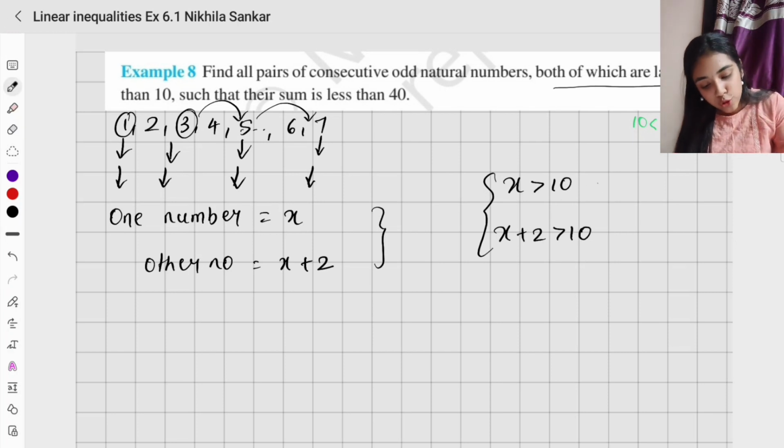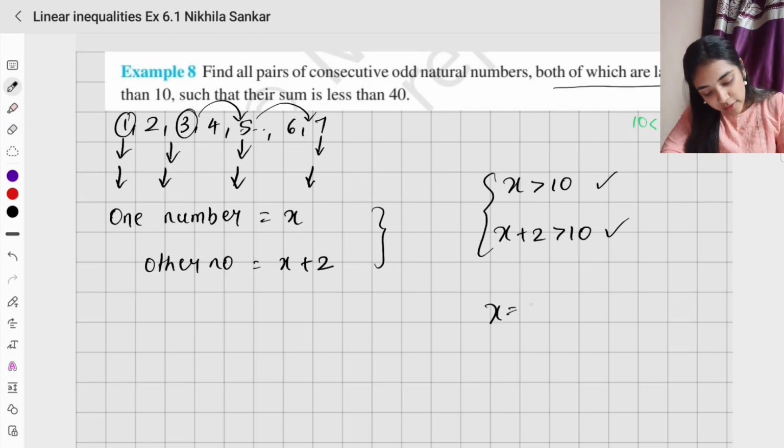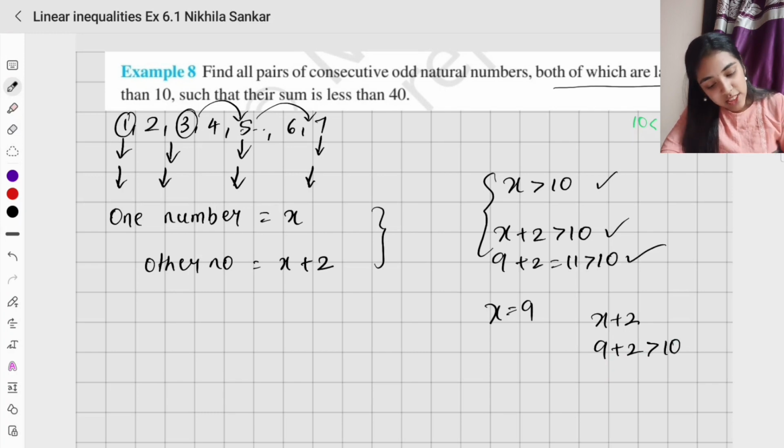So what are we going to do? You have to choose either of these. How do you know which one to choose? Both numbers should be greater than 10. Now if the value of x is 9, then x plus 2 is going to be 9 plus 2, which is greater than 10. So 9 plus 2 is 11, which is greater than 10. So this particular equation is satisfied.